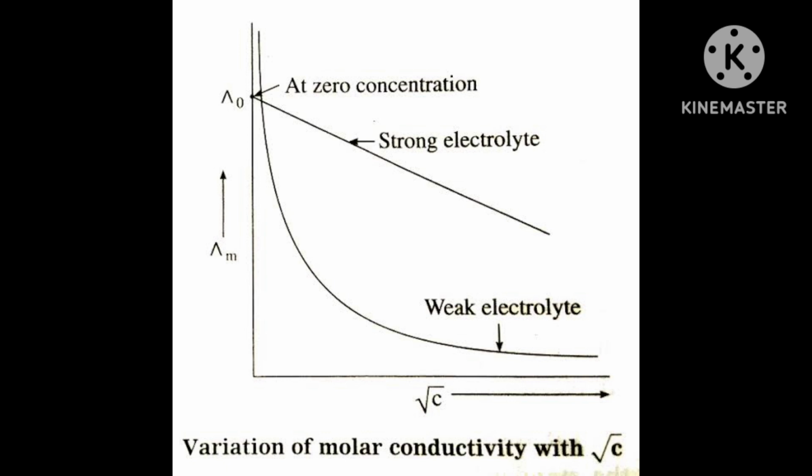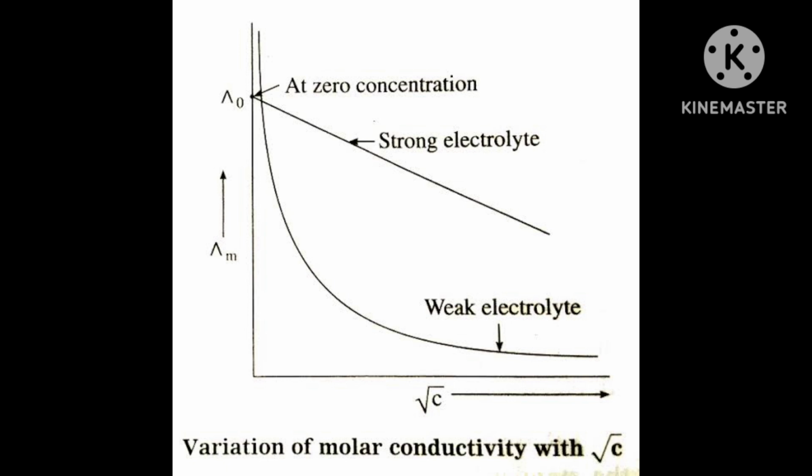Don't forget this relation. If you know kappa and you know the concentration of the solution, just divide kappa upon C, then you will get molar conductivity. The symbol is lambda m. Okay, now I am reading the question. I think after understanding you can easily solve it. I am reading the question so you can understand it.